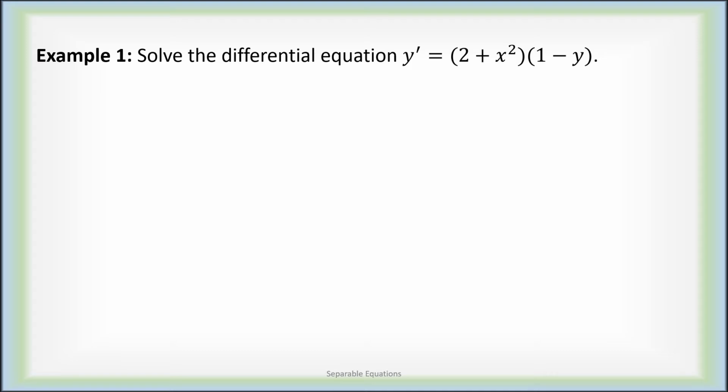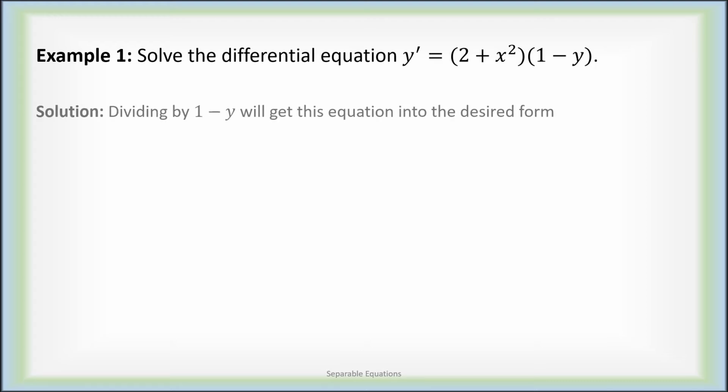Well, let's see an example. Let's solve the differential equation y prime equals 2 plus x squared times 1 minus y. Dividing both sides by 1 minus y will get us into this separated form. On the left, we'll have y prime over 1 minus y, and on the right, 2 plus x squared. Notice the left is now entirely a function of y, and the y prime can be factored out. We have 1 over 1 minus y times y prime, and the right is a function entirely of x.